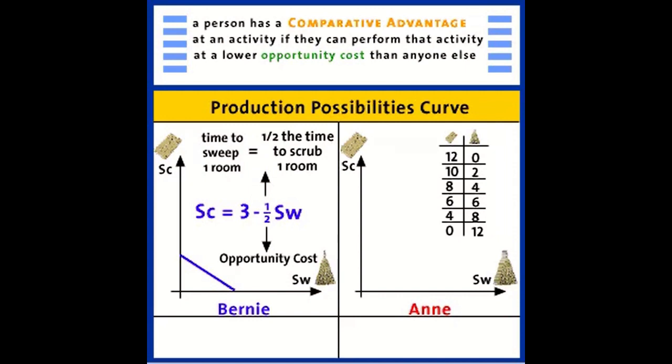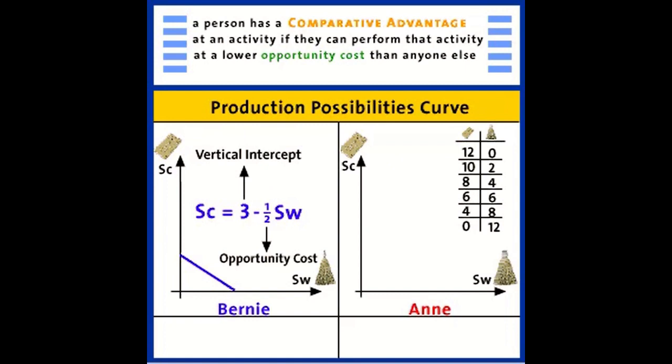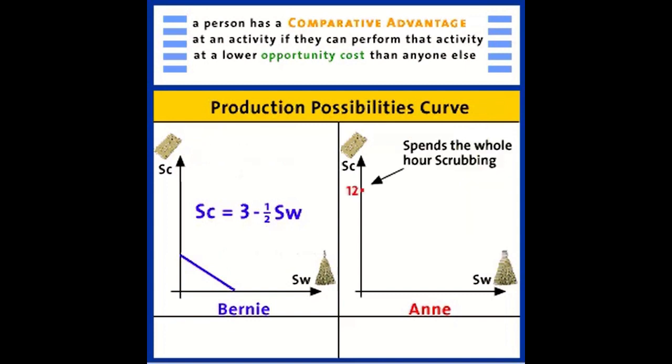Now we can draw the curve for Ann. Well, let's start. If Ann does no sweeping and all scrubbing, then she can scrub 12 rooms. So let's put a dot here in her curve that represents 12 rooms worth of scrubbing and 0 rooms worth of sweeping. If she decides that she wants to do a little bit of sweeping, every time she wants to sweep an additional room, she has to give up a room worth of scrubbing. So that gives us combinations like 10 and 2 and 8 and 4 and so forth.